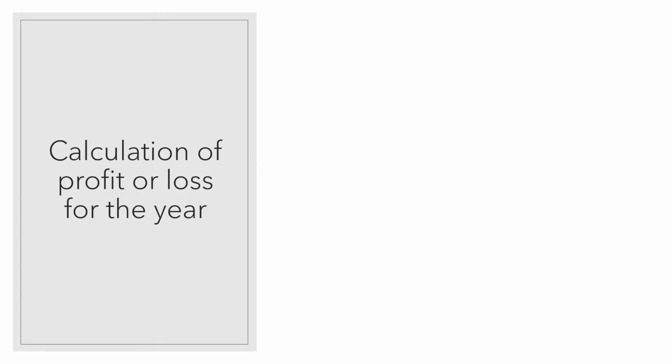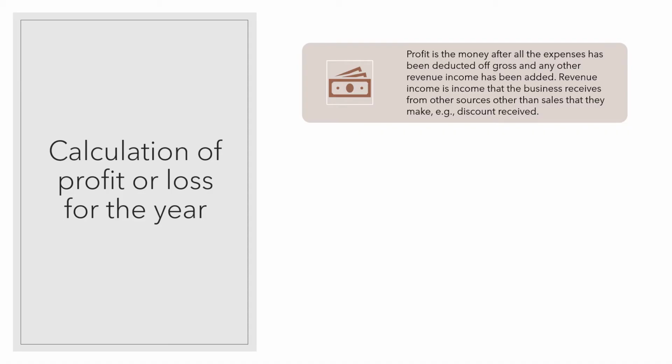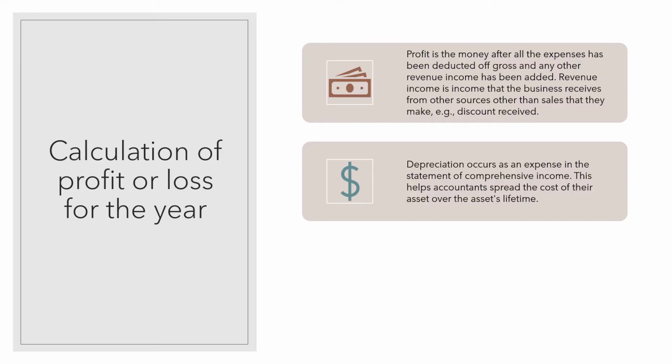Calculation of profit or loss for the year. Profit is the money after all the expenses have been deducted and any other revenue income has been added. Revenue income is income that the business receives from any other sources other than sales that they make. For example, discount received.